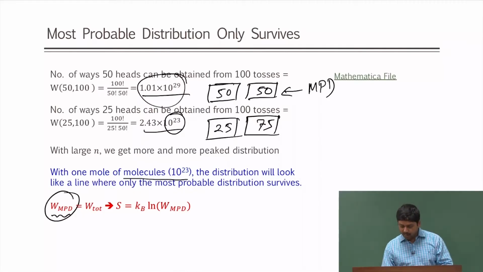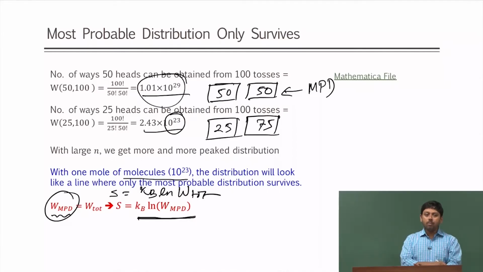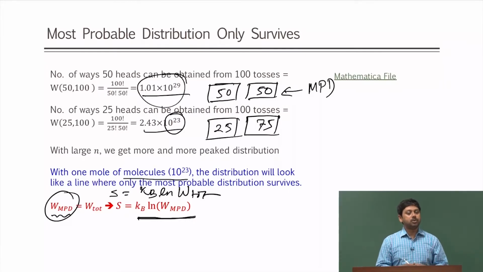So, if we say that our entropy is k_B ln W_MPD, actually entropy should be k_B ln W_tot, but since our W_tot is almost equal to W_MPD, we only need one distribution, the most probable distribution, to calculate the entropy, and you will see that it has enormous implications for understanding future things later on.